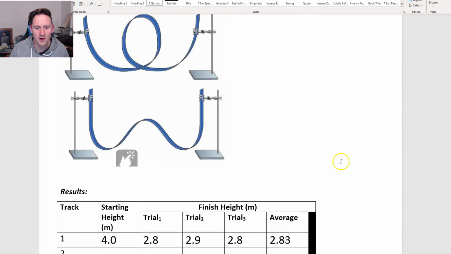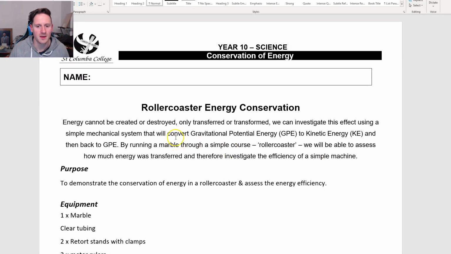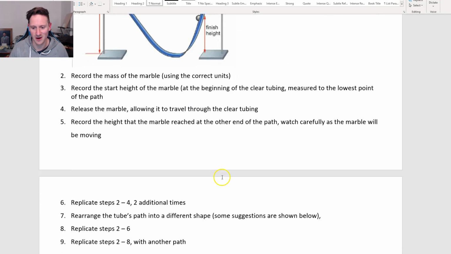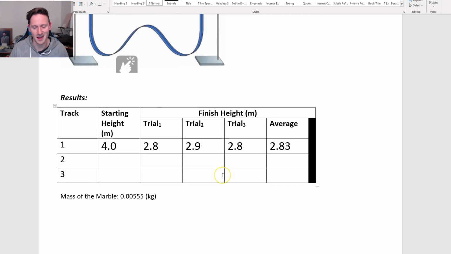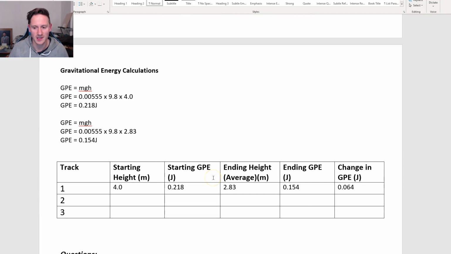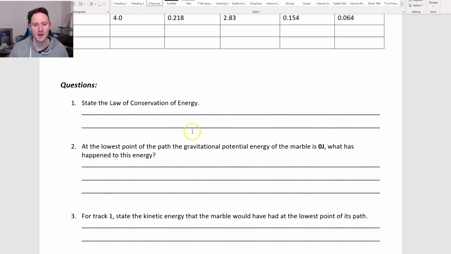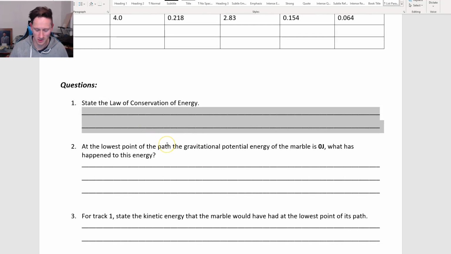Now, we know from the beginning, the law of conservation of energy: energy cannot be created or destroyed, only transferred or transformed. Transferred means it goes to a different object. Transformed means it can be converted to a different type of energy. So what energy has it been transformed into? The answer is kinetic energy, which is moving energy. So the law of conservation of energy, we can get that from the introduction.